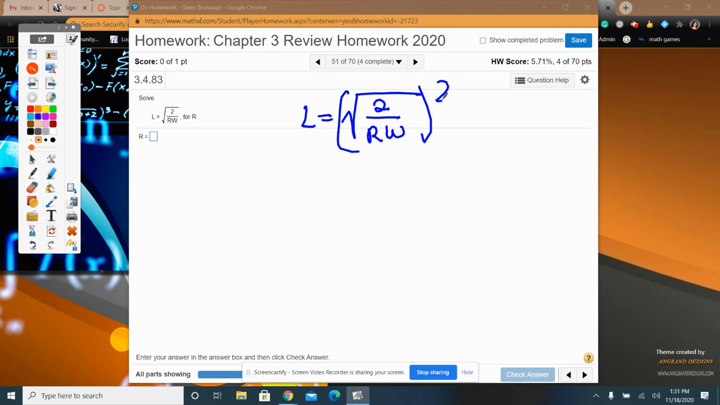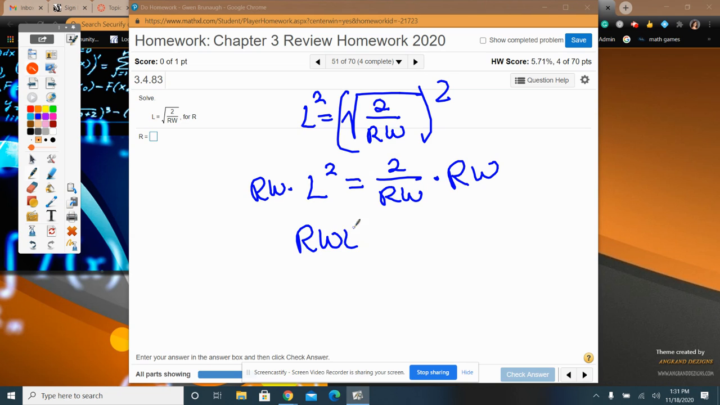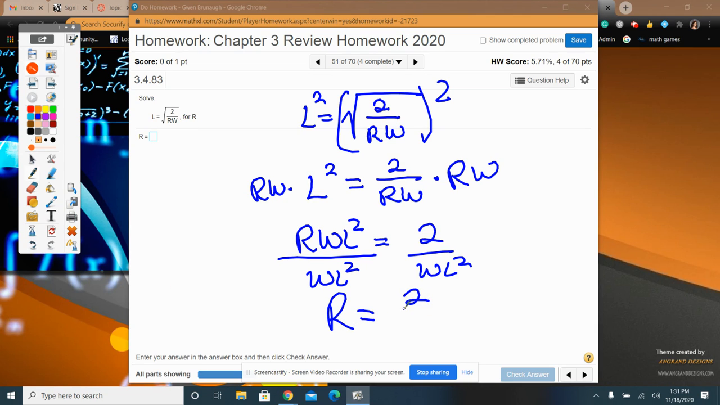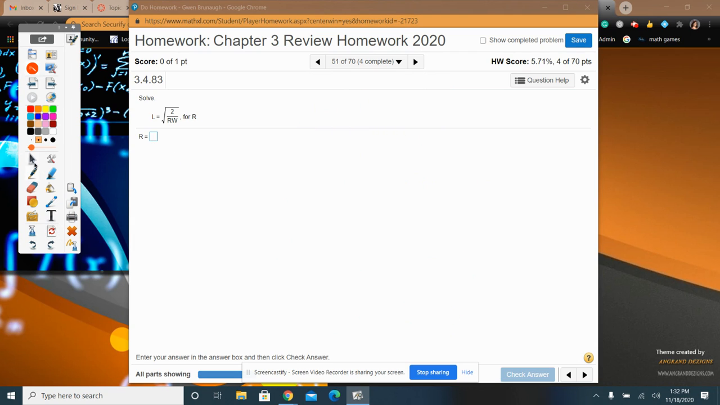So the first thing we're going to do is square both sides. And you get L squared equals 2 over RW. Well, I'm getting closer to getting R by itself, but it's still in the downstairs. So we're going to multiply both sides by RW. And now I get RW L squared equals 2. To get R by itself, I'll divide both sides by WL squared, and now it's all by itself. So R equals 2 over WL squared. And I'm not going to type that in, but that's the correct answer.